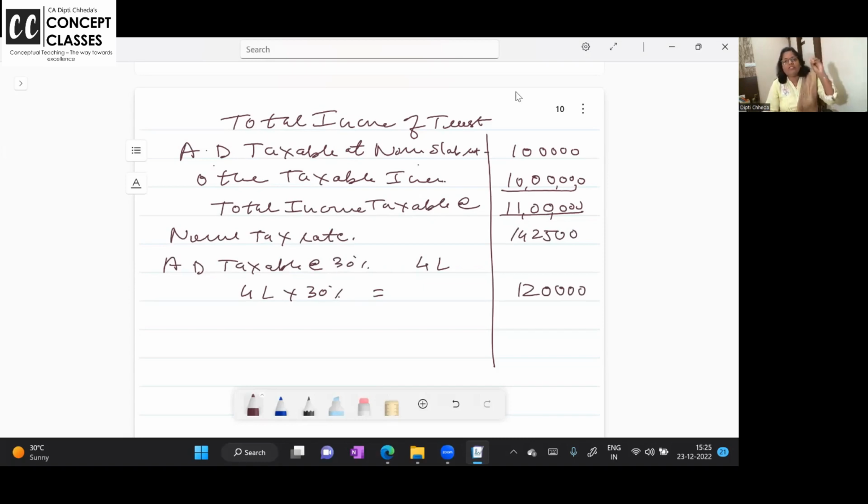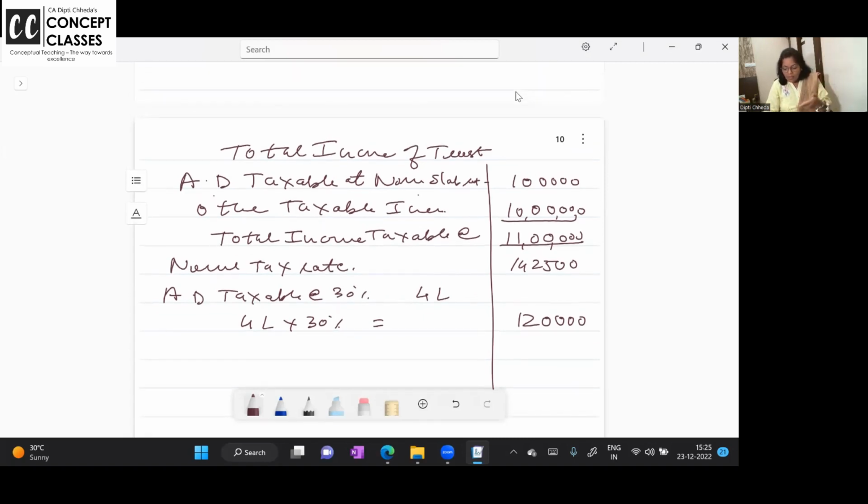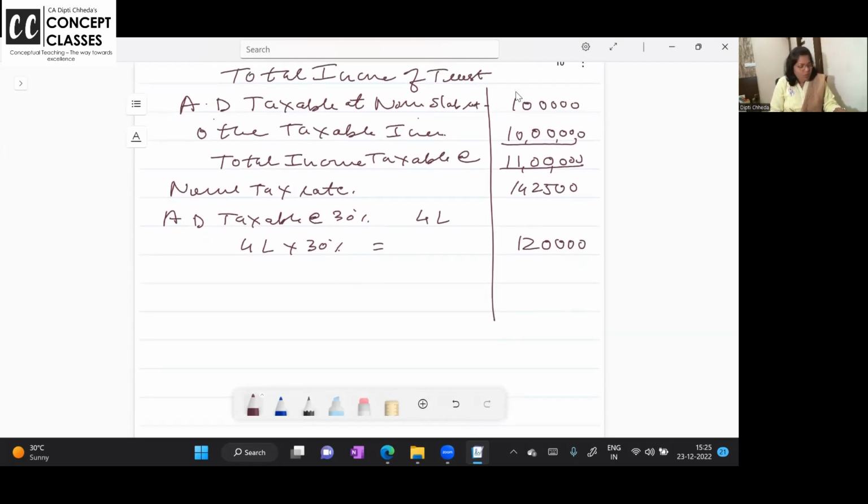Are you getting one thing very clear? Total anonymous donations are 5 lakh. 4 lakh are taxable at flat 30%. 1 lakh is taxable at your normal slab rate, up to that limit. So now this is taxable at 1,20,000. Now what is your total tax coming to? Total tax is 2,62,500, and on that surcharge is not there.